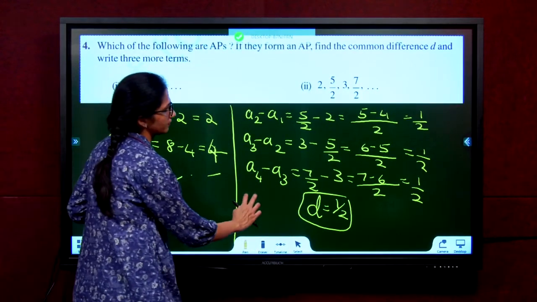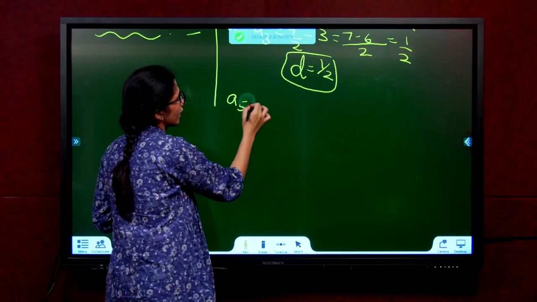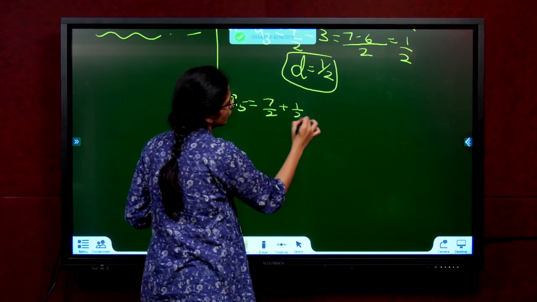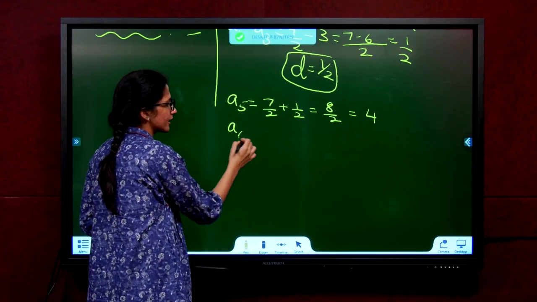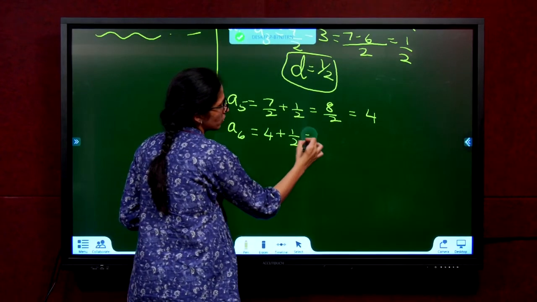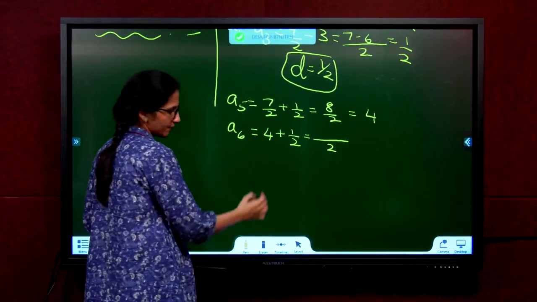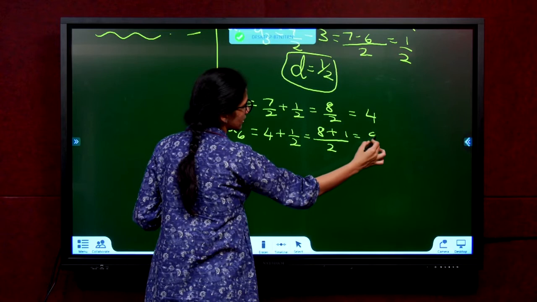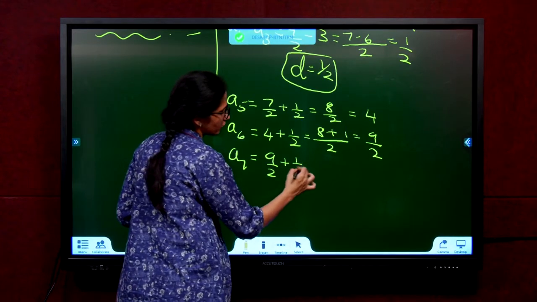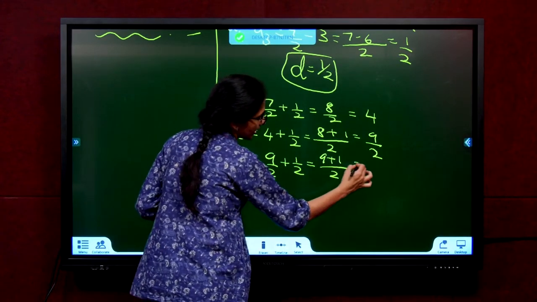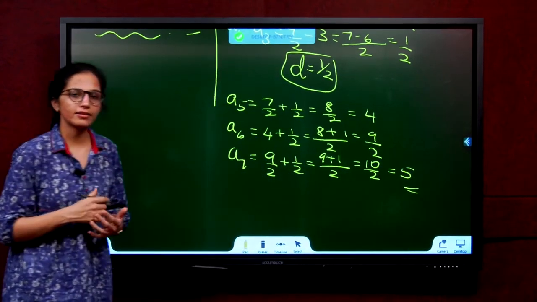Write 3 more terms. The last term here, A4, is 7 by 2. So, let's start with A5. A5 will be 7 by 2 plus 1 by 2, 8 by 2, which is 4. A6 will be 4 plus 1 by 2, which is 9 by 2. Take LCM. You know how to take LCM now? LCM is 2. So, this will become 8 plus 1, which is 9 by 2. Next term, 9 by 2 plus 1 by 2, 9 plus 1, 10 by 2, which is 5. So, 4, 9 by 2 and 5 are the next 3 terms.